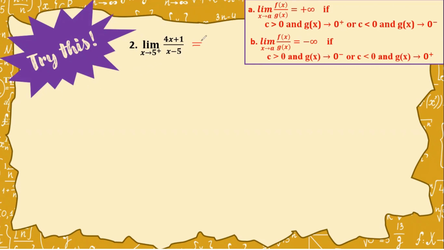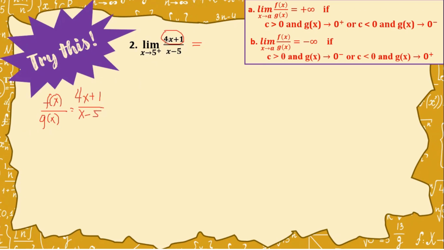Okay, so we have here 4x plus 1 is your f of x. Okay, again, ito siya is yung f of x natin. Okay, don't be confused. Over yung g of x. Okay, g of x is equal to, ayan. So, yung f of x again natin, 4x plus 1 over the g of x is x minus 5.